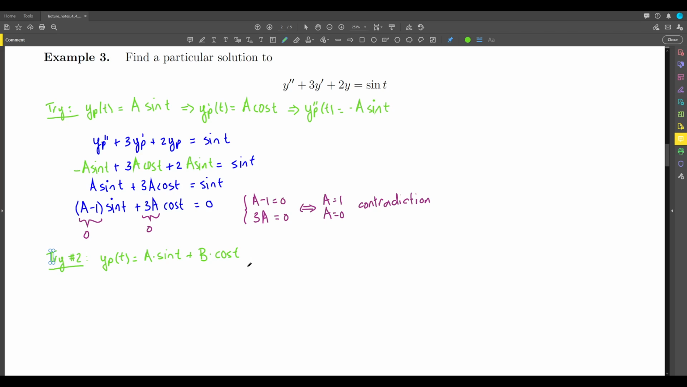Okay, now that means that yp prime of t is going to be a times cosine t, and then derivative of cosine is negative sine, so we have negative b sine of t, and from that it follows that yp double prime of t is negative a sine of t, and then minus b times cosine of t.